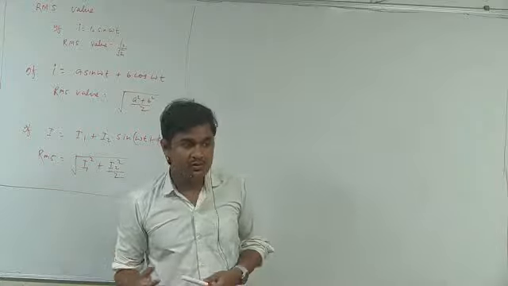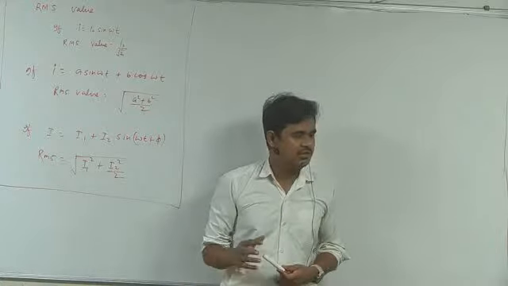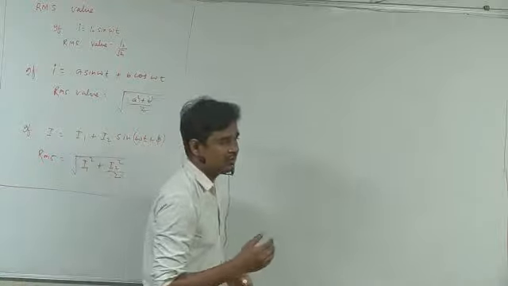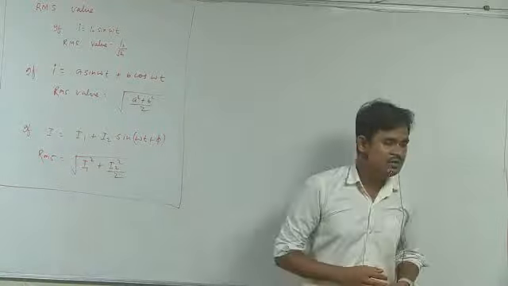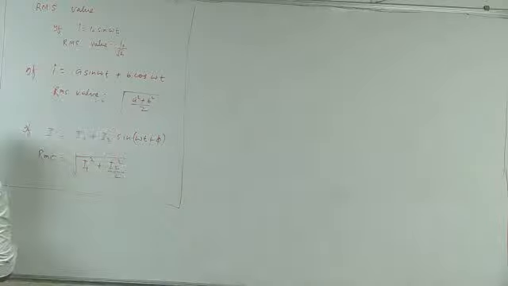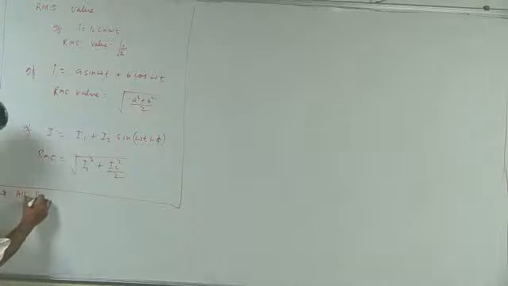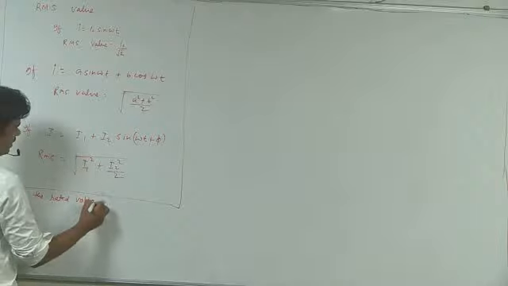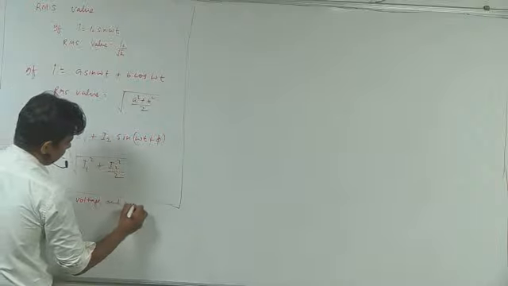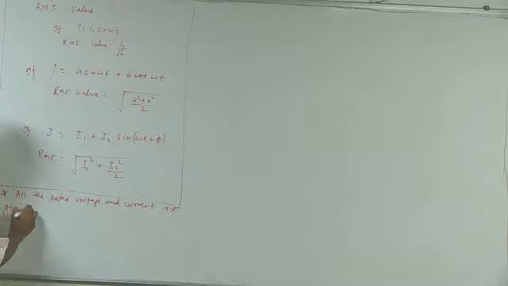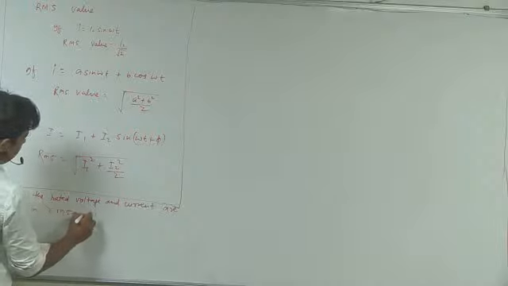Or whenever we take any measurement using an ammeter, voltmeter, galvanometer or wattmeter, which is used for measuring power, all these readings will be taken in RMS form. All the readings will be given in RMS form. Note it down. All the rated voltage and current are given in RMS reading.